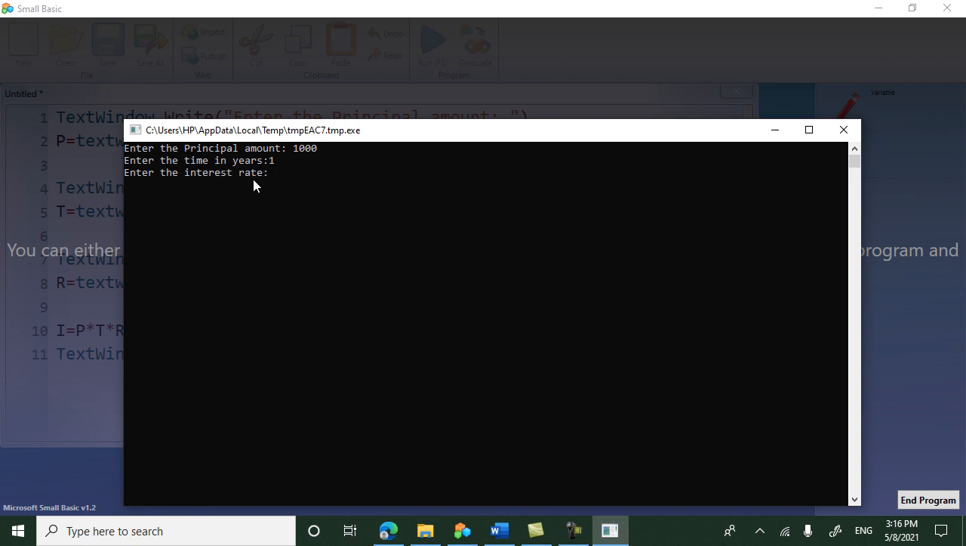Enter the interest rate, how much interest rate the bank is giving. Suppose the bank is giving me 2.5%. So after 1 year, I will earn 25 dirham as an interest.